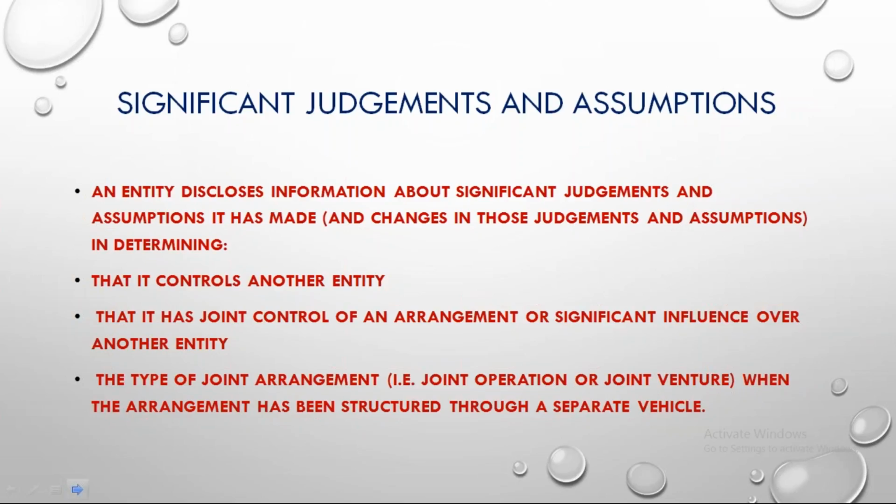Right? So the type of a joint arrangement: joint operation or joint venture. When the arrangement has been structured through a separate vehicle, always in a joint arrangement, you have to see whether it is a joint operation or a joint venture. How do you know that? If it is structured through a separate vehicle, then it's a joint venture. If it is not structured through a separate vehicle, then it's a joint operation. Okay.